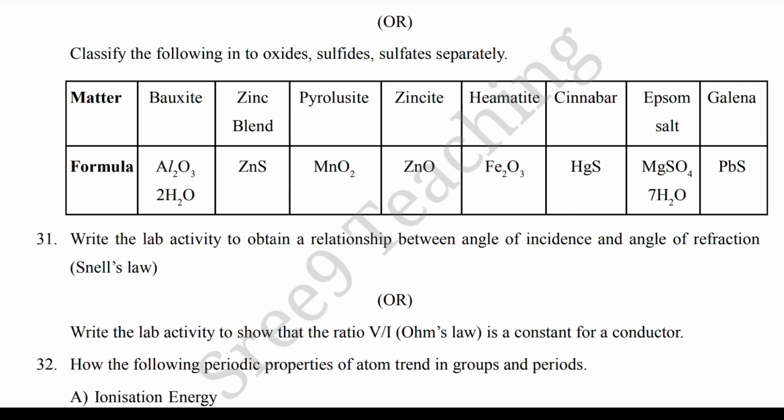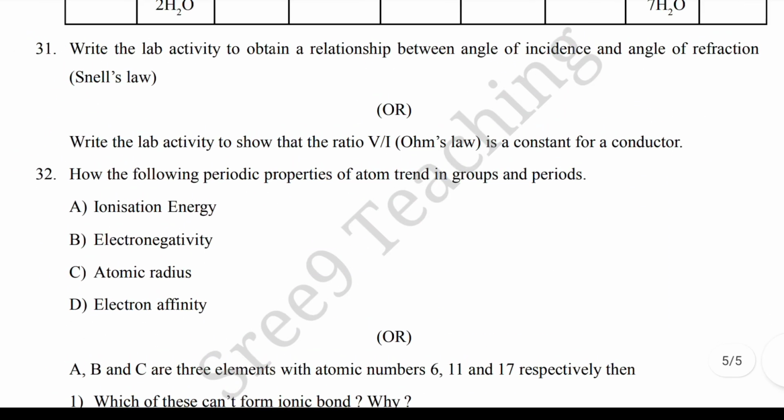Now sulfides means S. Zinc blende ZnS, cinnabar HgS, and galena PbS. By keeping side headings, you have to write the answers. And sulfates, only one is there, that is Epsom salt MgSO4·7H2O. Okay, right. So now see the 31st question.